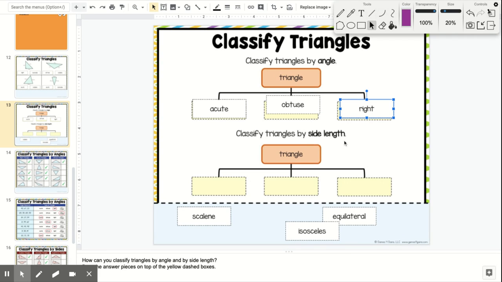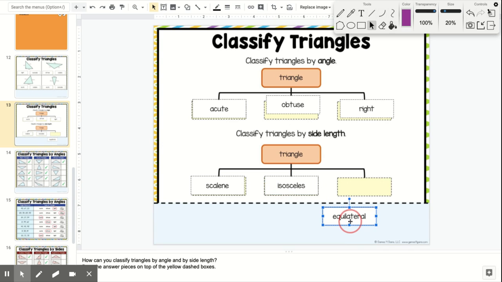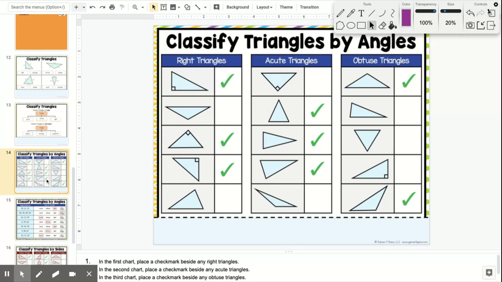And then by side length, you can call a triangle a scalene triangle: no sides are the same. Isosceles: two sides are the same. Or equilateral: all three sides are equal. Okay? Now, the next two you had to classify by the angles. So here are the correct placement of the check marks. I will quickly go over why.